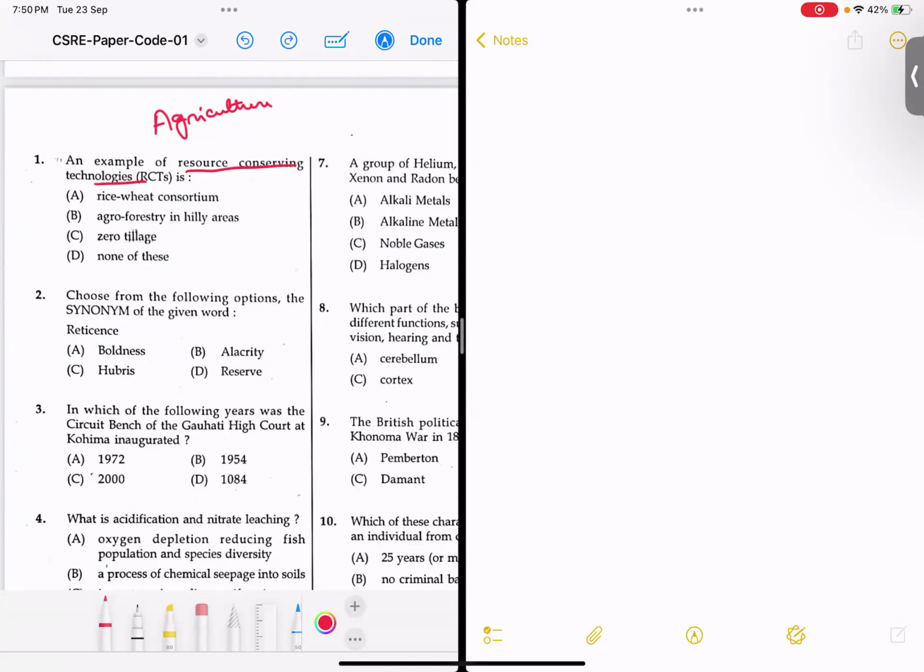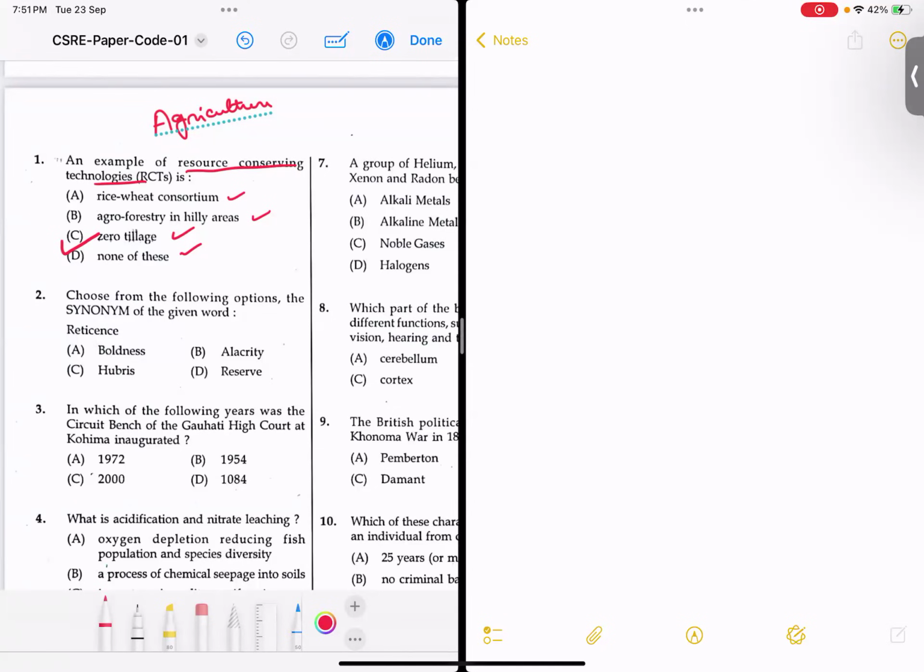Now, let's go into the options. The four options that have been given are the rice wheat consortium, forestry in the hilly areas, zero tillage, and none of these. So here, the correct option will be zero tillage, okay? So zero tillage is considered to be one of the activities or actions that we can undertake under the resource conserving technology.